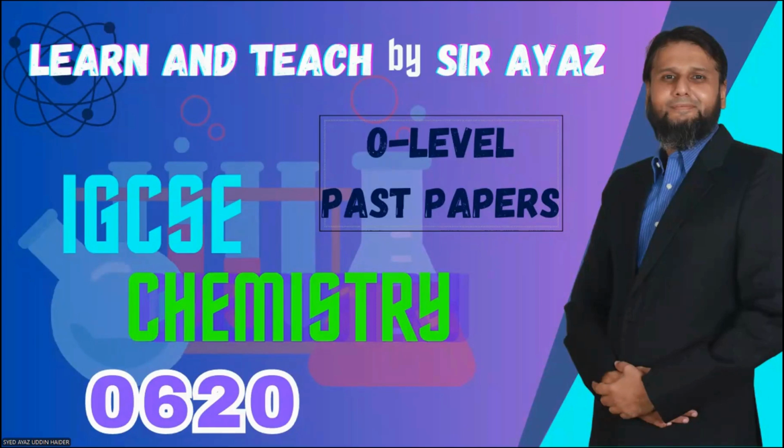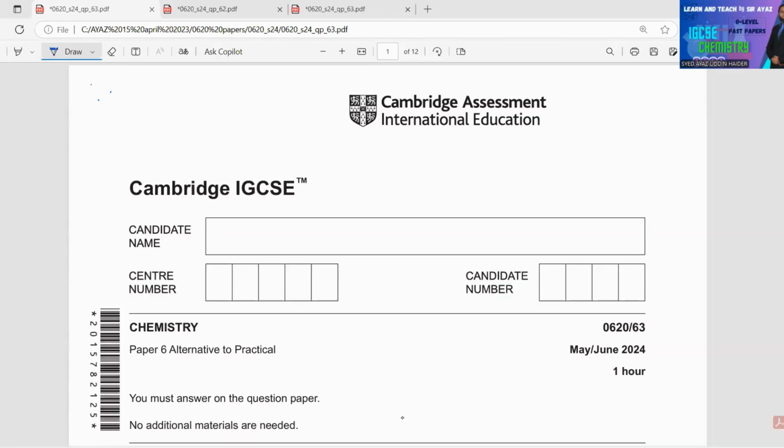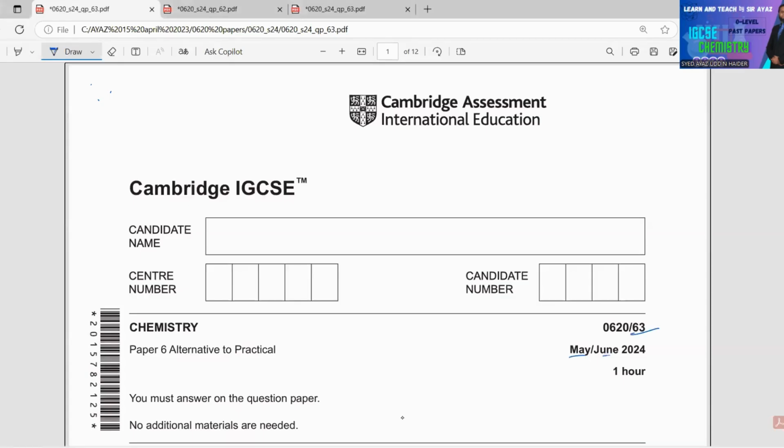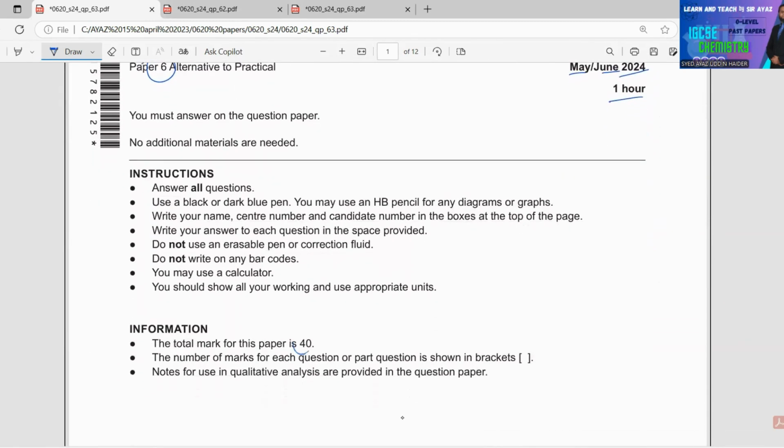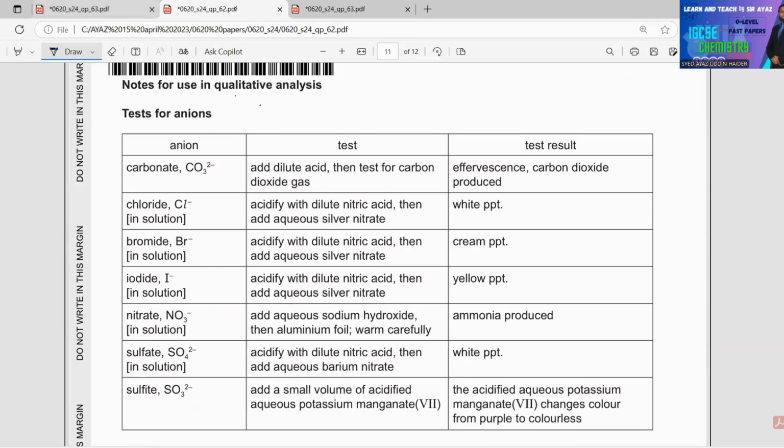I'm continuing my O-level past paper session. I was doing IGCSE Chemistry 0620 and in my last video I have done paper 62 and this time I've selected 63 for May-June 2024. It's paper 6. Time 1 hour. You all have to answer all the questions. Total mark for this paper is 40. You can use calculator. Notes for use in qualitative analysis are provided in the question paper like this.